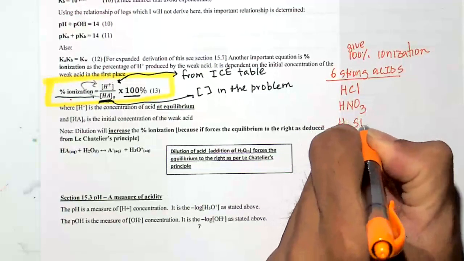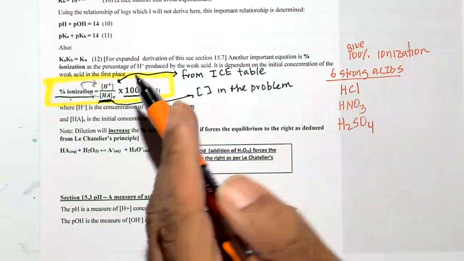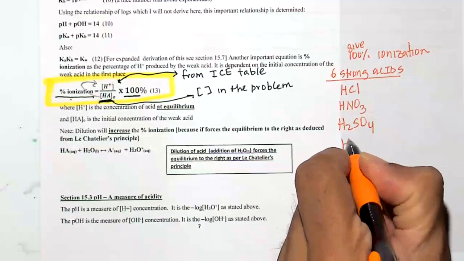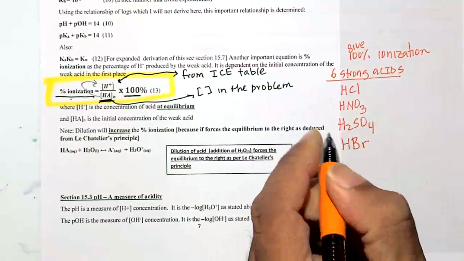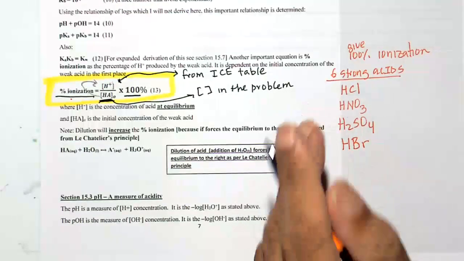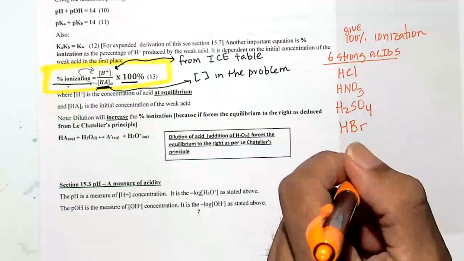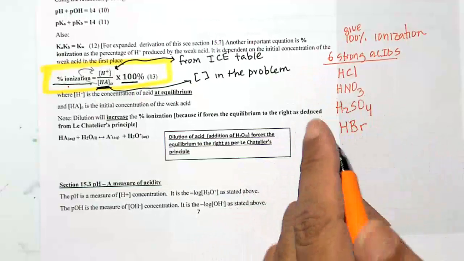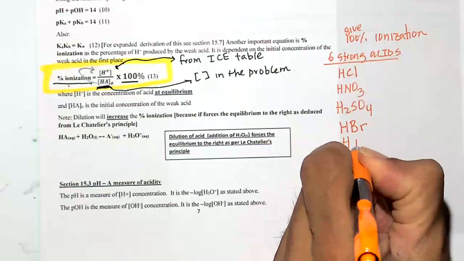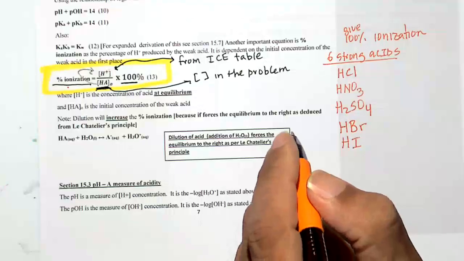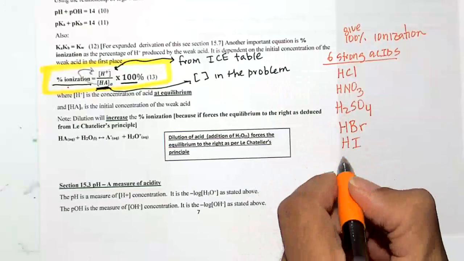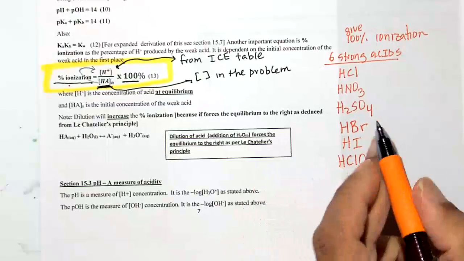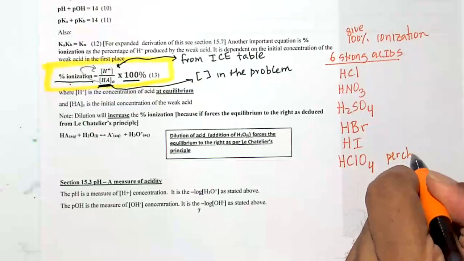Another one would be H2SO4. This is another strong acid, 100% ionization. Another one would be hydrobromic acid. Another one would be hydroiodic acid. These are the 6 strong acids. And then finally, I don't know if you know this one or not, this is perchloric acid.